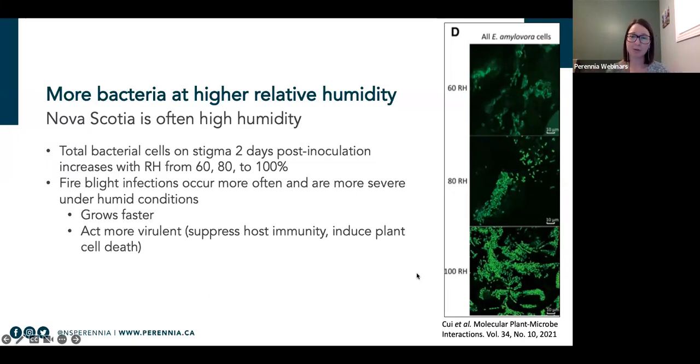So of course, those higher relative humidities do support more bacterial growth on the stigma. And fire blight infections then can happen more often and can be more severe under humid conditions like we tend to see in Nova Scotia. That's attributed to them growing faster, like you can see there, but also they do tend to act more virulent in these humidity conditions. So they're actually more likely to suppress the plant host in humidity and induce plant cell death. So they're actually more aggressive under high humidity conditions.